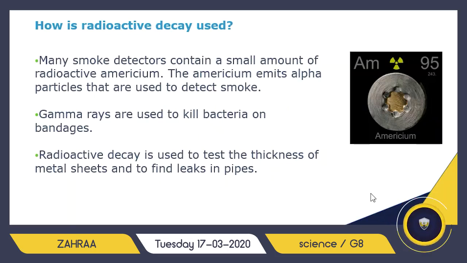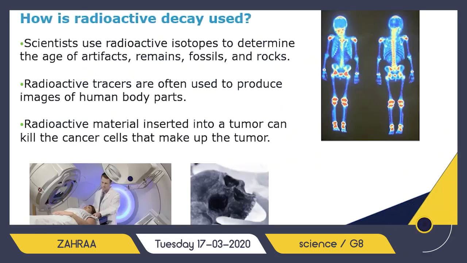Number three, radioactive decay is used to test the thickness of metal sheets and to find leaks in pipes. What else do we have, guys? Number four, scientists use radioactive isotopes to determine the age of artifacts, remains, fossils, and rocks. So radioactive decay is actually used a lot in the geological field in order to age rocks and geologic events. We have another application, guys, for radioactive decay in the medical field.